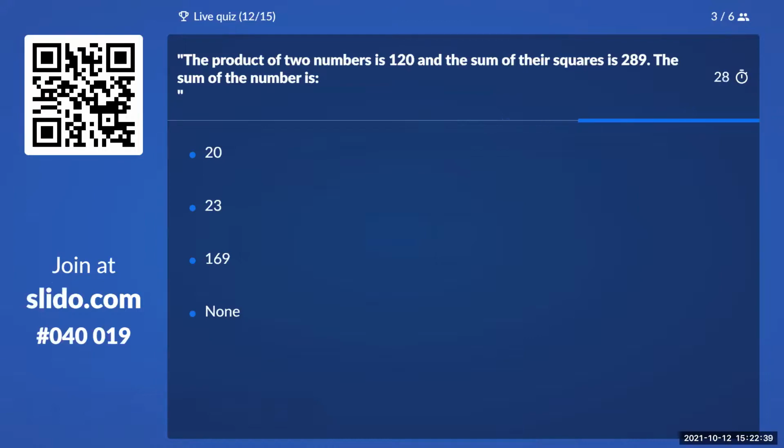You should try to see what the sum of the two numbers is. You can clearly see that the product of the two numbers is 120. So see, you can also use the a plus b whole square expansion, which would be easier. Here you have ab is 120, a square plus b square is 289. So you can clearly find out.